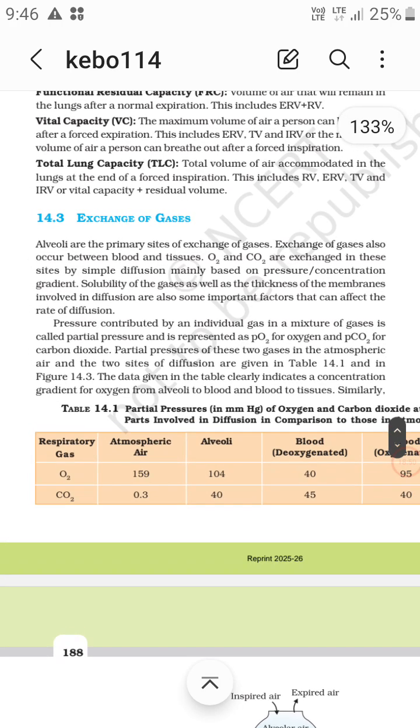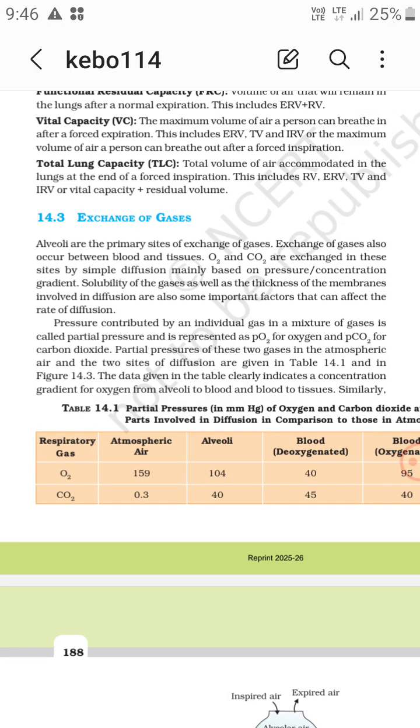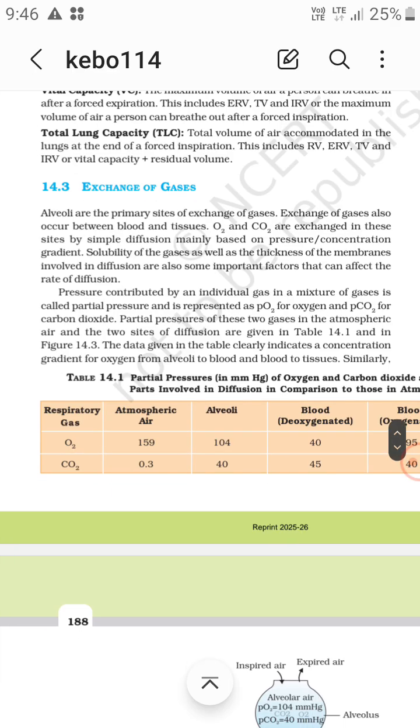Now the exchange of gases. The alveoli are the primary sites of exchange of gases. Exchange of gases also occurs between the blood and tissues, right? So alveoli and blood, and then blood and tissue also. O2 and CO2 are exchanged at these sites by simple diffusion, mainly based on the pressure or concentration gradient, solubility of the gases, as well as the thickness of the membrane involved in diffusion. These are also important factors that can affect the rate of diffusion.